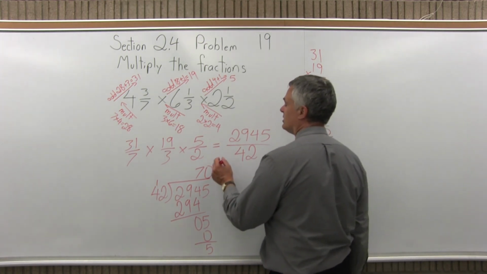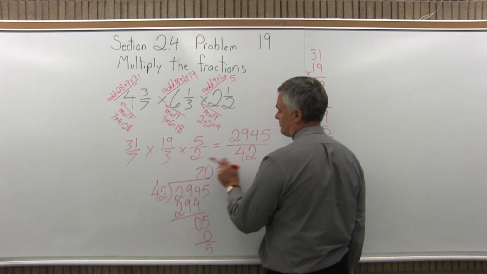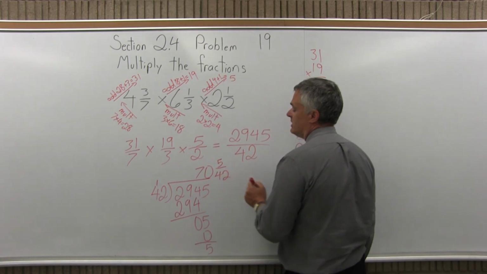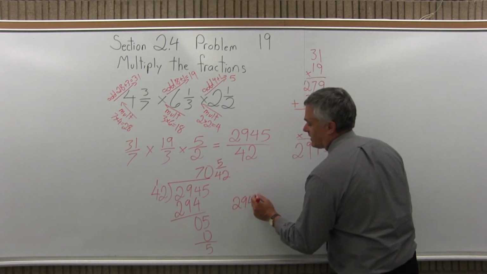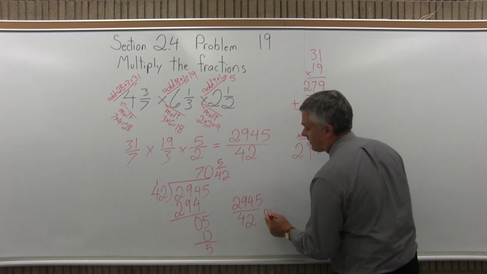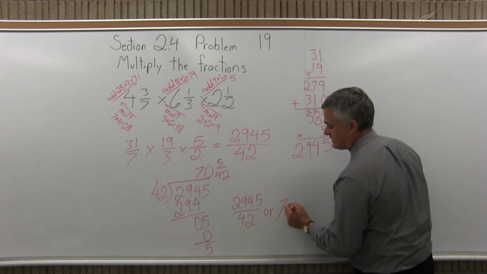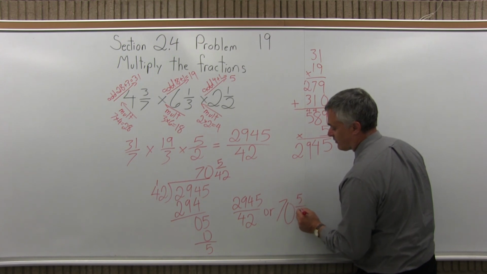So that's going to be the numerator of the fraction. And the denominator stays the same. It's the denominator from before, which is the number outside of your division problem. So you could write the number as 2,945 over 42. And again, if they say you can leave it like that, that's good. Or if they force you to change it back to a mixed number by doing the division, you can see that the answer can also be written as 70 and 5 over 42.